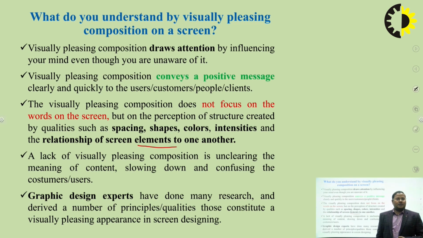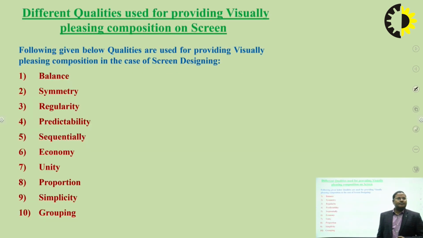Graphic design experts have done much research and derived a number of qualities or principles that constitute the visually pleasing appearance in screen designing. So, the different qualities which researchers have found are balance, symmetry, regularity, predictability, sequentiality, economy, unity, proportion, simplicity, and grouping. I will discuss each one by one.